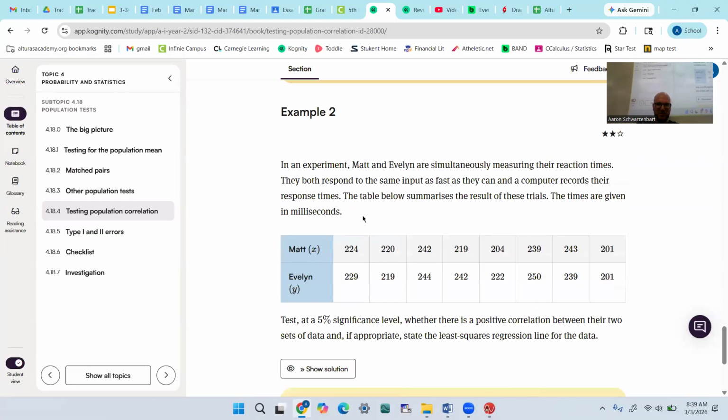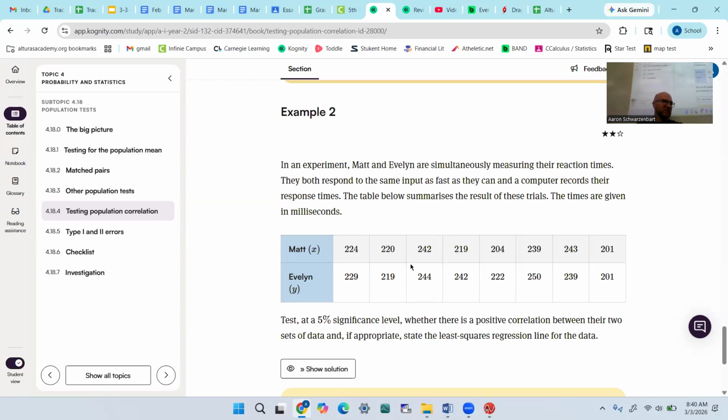Okay, example 2. In an experiment, Matt and Evelyn are simultaneously measuring their reaction times. They both respond to the same input as fast as they can, and the computer records the response times. The table below shows the results of these trials. The times are given in milliseconds. Test at a 5% level whether there's correlation between the two sets of data.